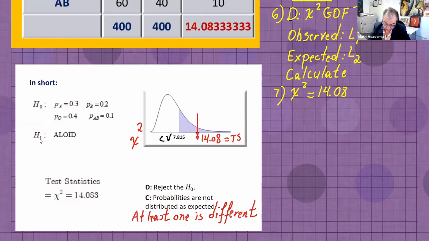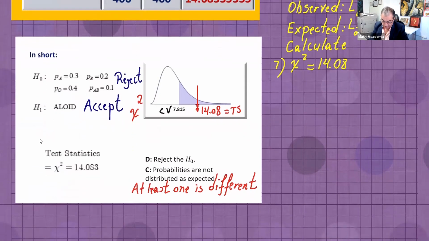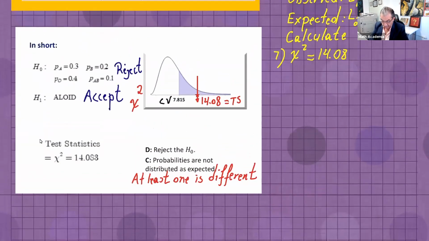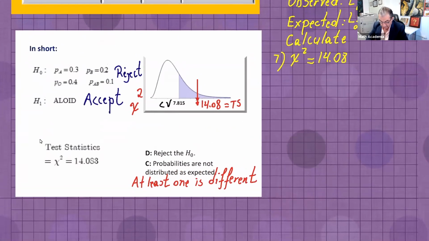Reject H0, then you can come and put reject here and accept H1. So we are accepting that at least one is different. So reject H0: the probabilities are not distributed as expected. At least one is different, and I wrote that for you. And that's it. I think the goodness of fit test is pretty straightforward and easy.